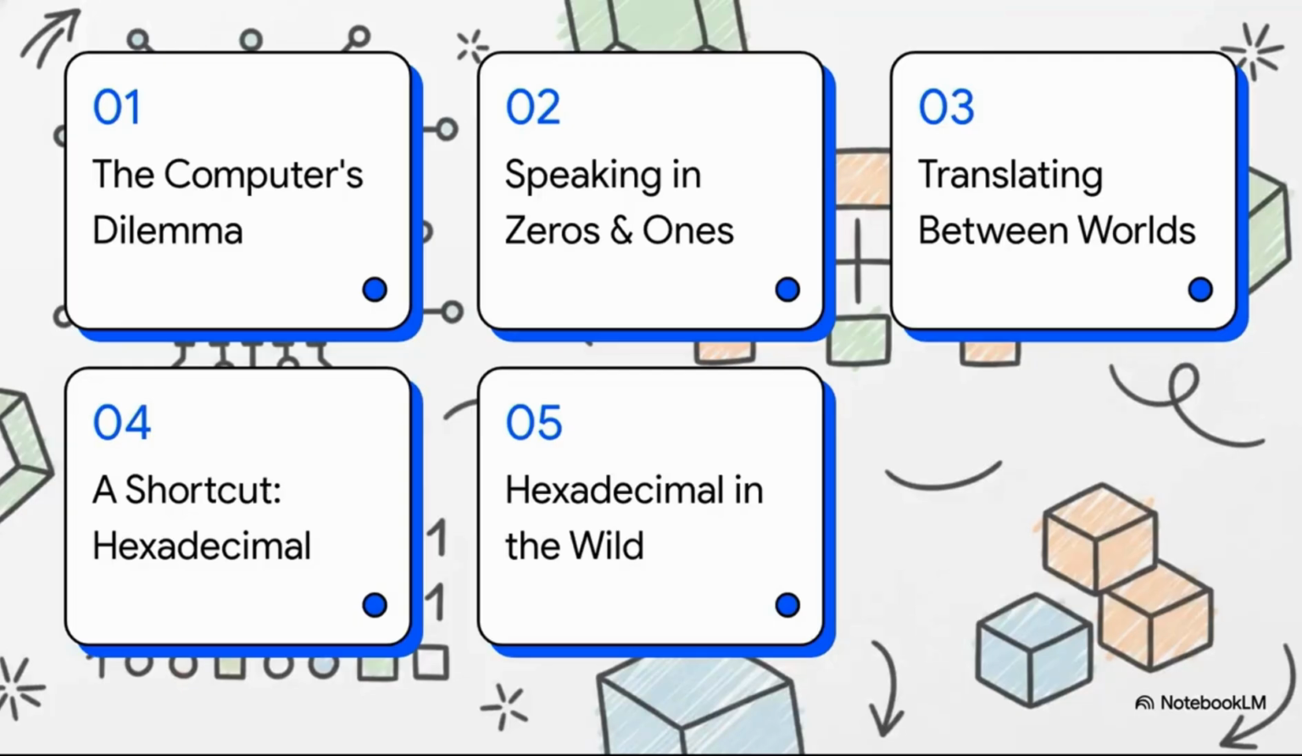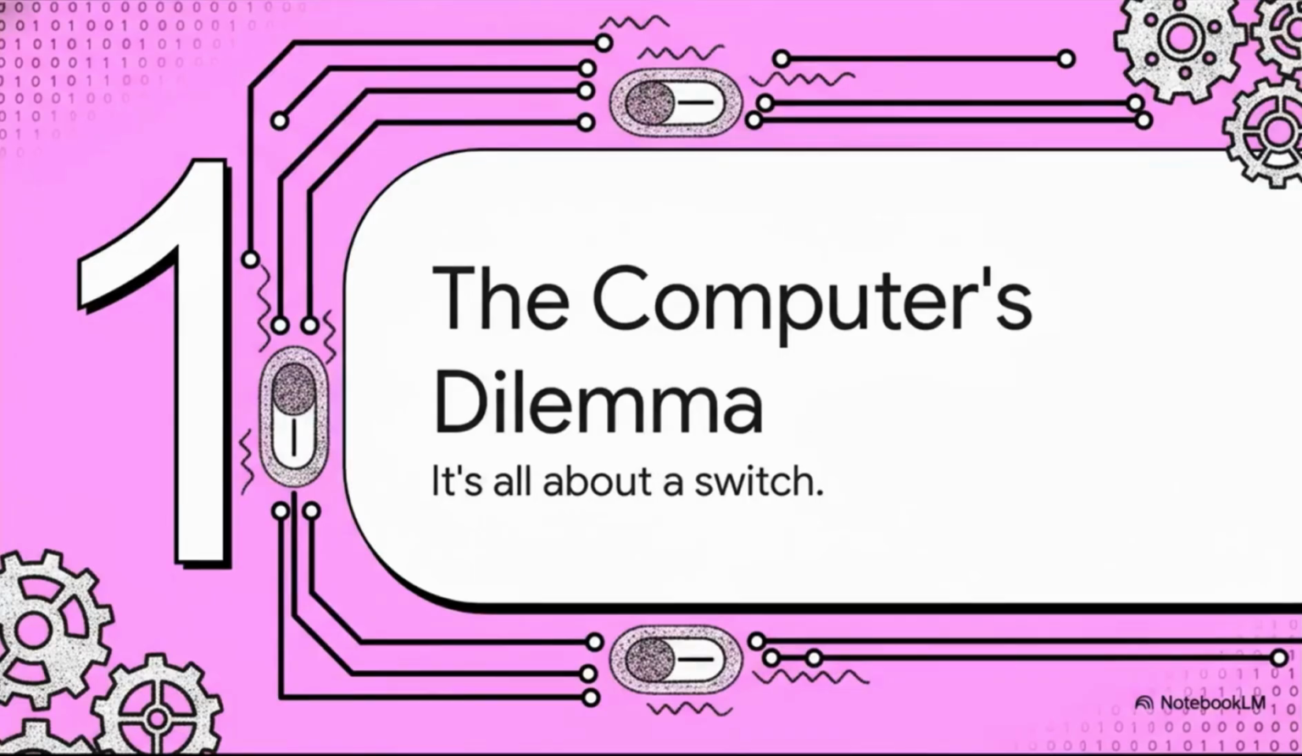All right, here's our game plan for decoding all this. We're going to start with the big problem that computers have to solve. Then we'll dive into the two languages they use to do it, binary and hexadecimal. We'll even learn how to translate between them, and finally, we'll go hunting for where this secret language shows up in your everyday life.